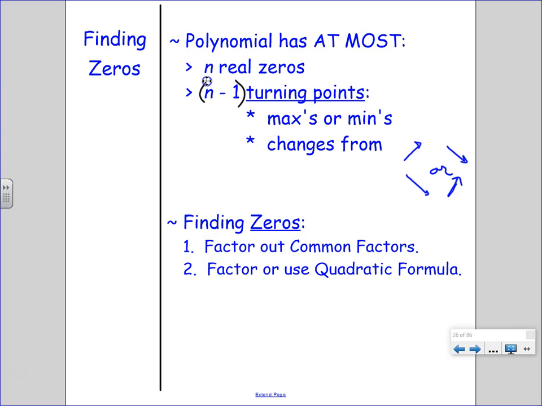There are actually a couple of characteristics that are also up here, but they all kind of relate to the zero question.